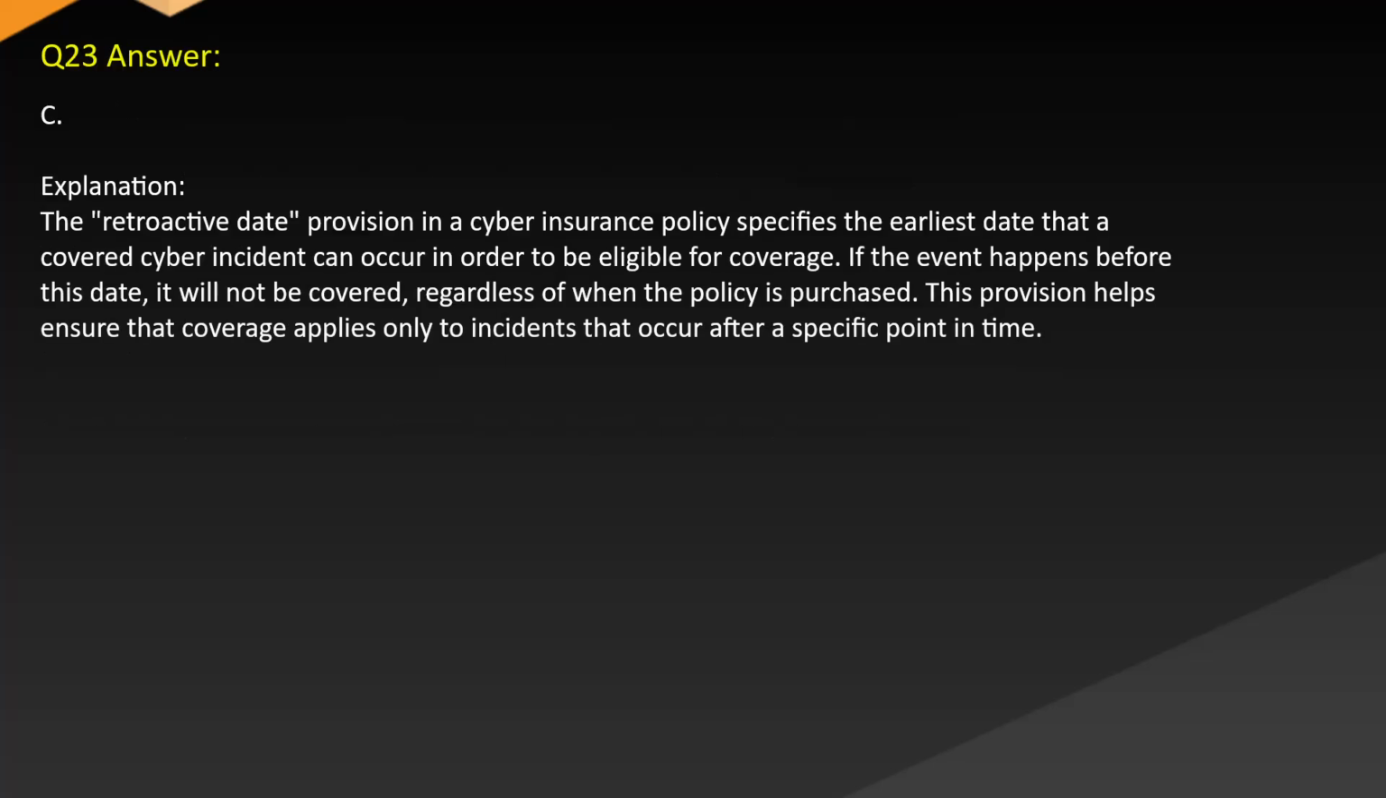Answer C. Explanation. The retroactive date provision in a cyber insurance policy specifies the earliest date that a covered cyber incident can occur in order to be eligible for coverage. If the event happens before this date, it will not be covered regardless of when the policy is purchased. This provision helps ensure that coverage applies only to incidents that occur after a specific point in time.